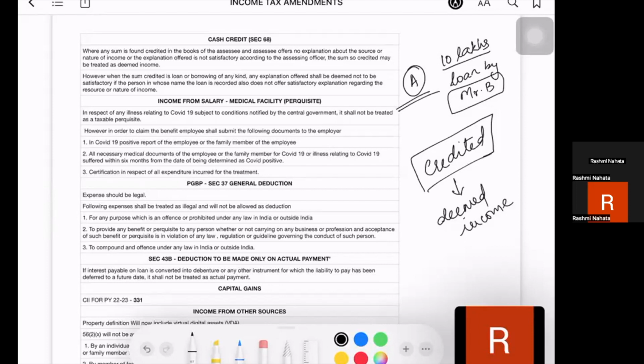And once it is in the nature of cash credit, it will also be undisclosed income, and the same taxation treatment of 60% plus surcharge plus education cess shall apply.